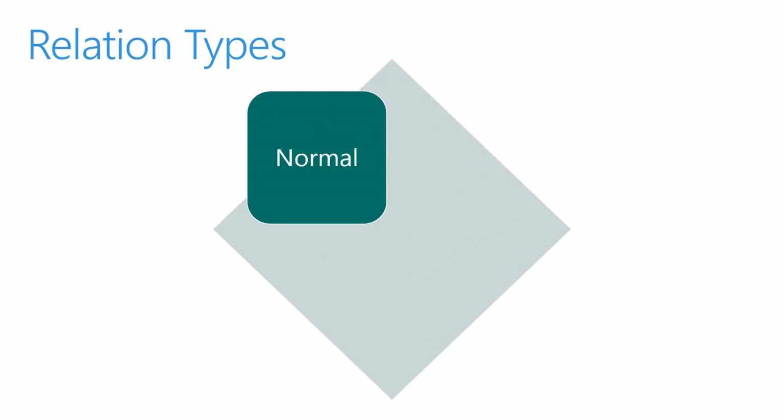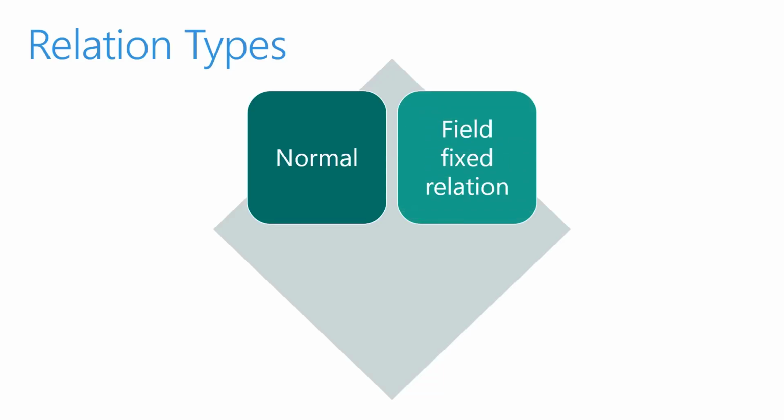The first relation type is called a normal relation. A normal relation is used to specify relations without conditions. So there's two things to note with this. In the field property, we select the field in the current table that relates to the field in the related table. In the related table field property, we select the field in the related table that relates to a field in the current table. We also have a field fixed relation. This is a relation that is used to specify field restrictions on a table. It is usually used in conjunction with other relation types, which are ultimately ANDed together.